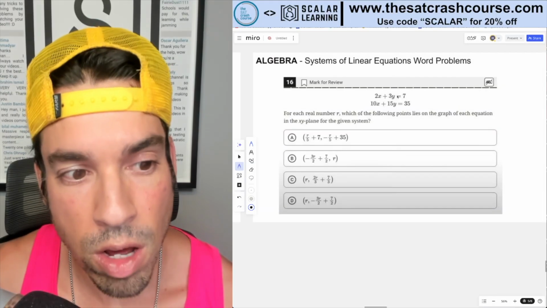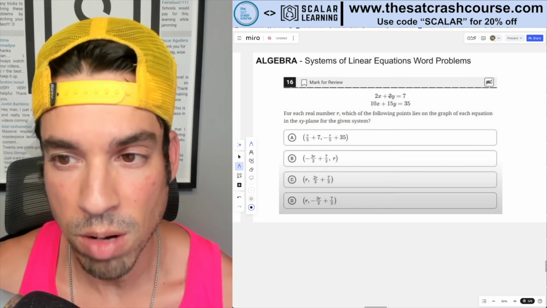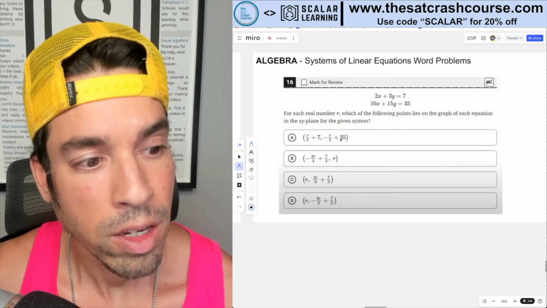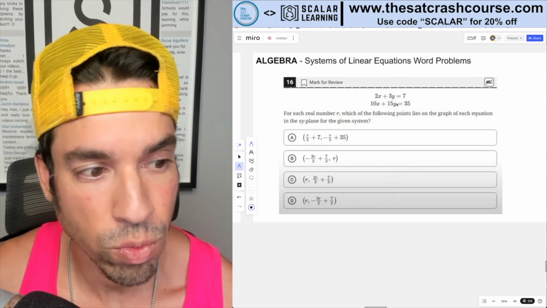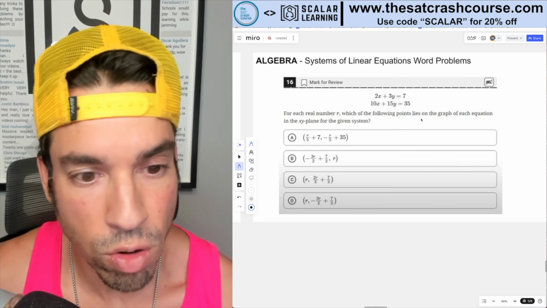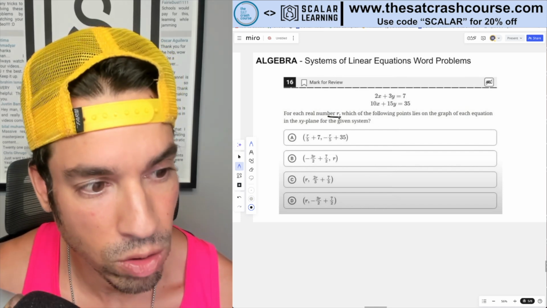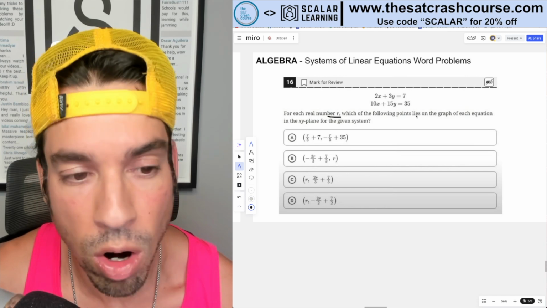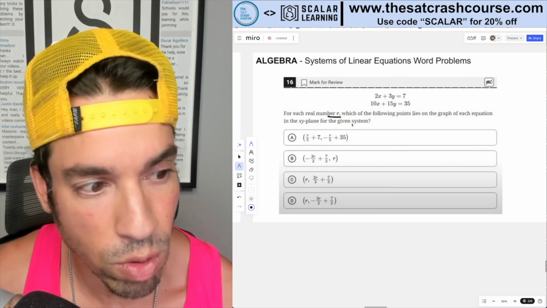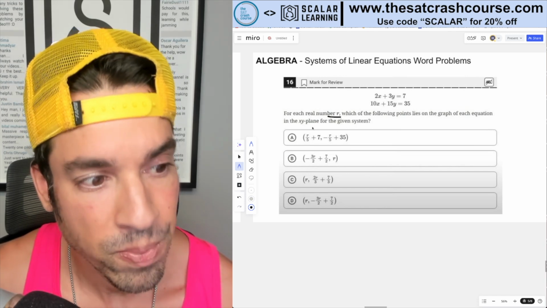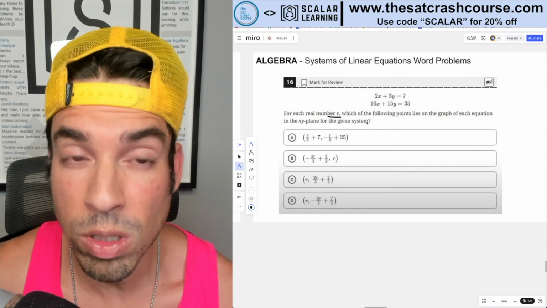Now, this one is another twist on a very typical type of problem. This is a system of equations. And normally you can just plug this right into Desmos and solve for the intersection point. But here's the deal. They've modified this with this crazy little constant. It says for each real number r, which of the following points lies on the graph of the equation in the xy plane of the given system. So this one's a little twist, right?